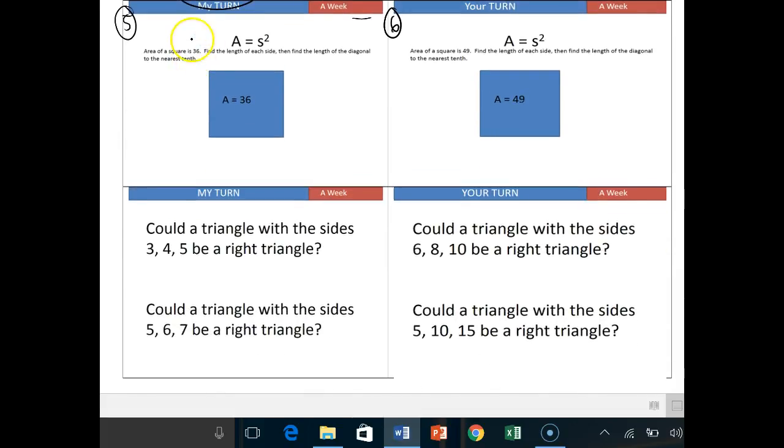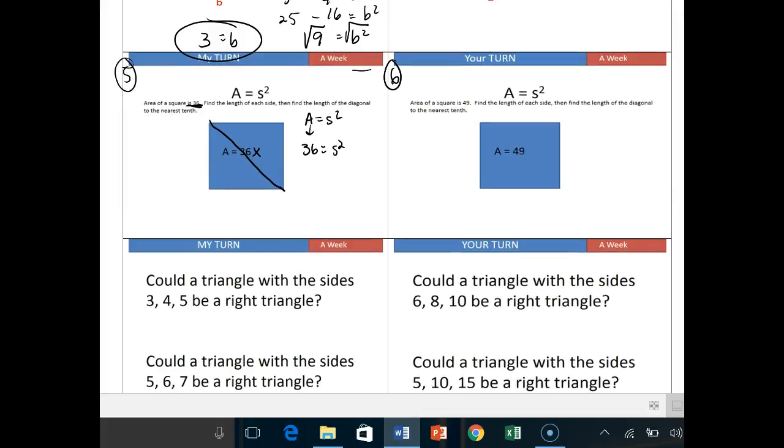The area of a square is 36. Find the length of each side, then find the length of the diagonal to the nearest tenth. First of all, they want us to find the diagonal here, so find x. First, we can use our area formula for a square to find out the sides. If the area is 36, you can plug in 36 is equal to s squared. And then how do I solve this? Just like if I had 9 is equal to b squared, how do I solve this for s? I take the square root. To undo something squared, I take the square root. So s is equal to 6, which means that the sides are 6.